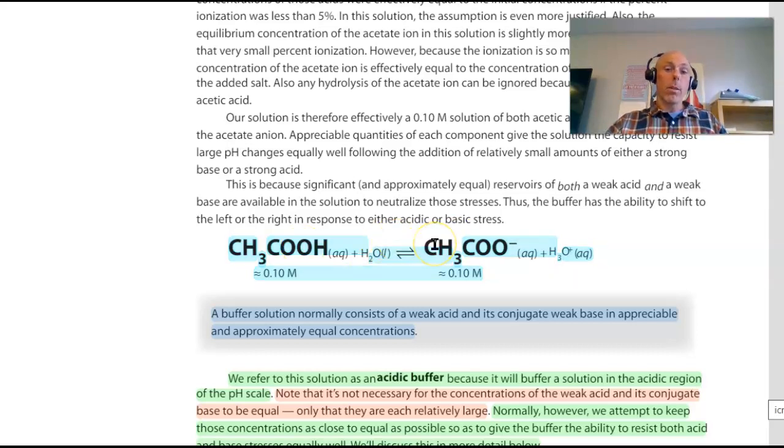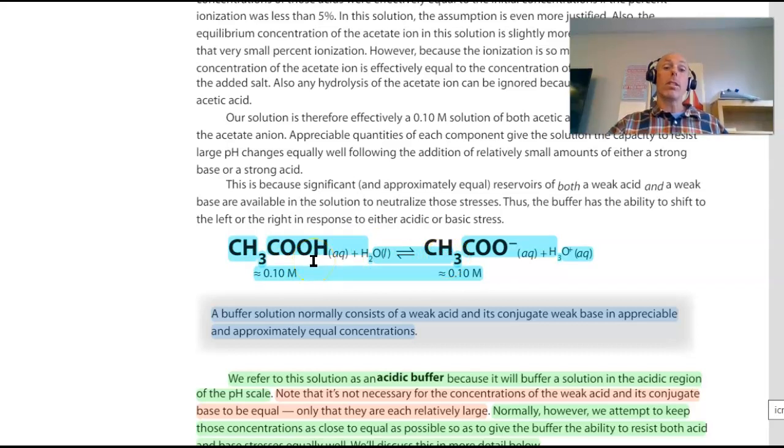This is the buffer system we'll be looking at for quite a bit of this lecture. This is acetic acid or ethanoic acid and its conjugate base acetate or ethanoate. But we're going to call this acetic acid and acetate. Their fonts are written large to represent that the concentration of each of these is fairly high. That's the appreciable part. And in this case, they are equal to each other. They're both set at 0.1 molar. So this would be a buffer system because it's a weak acid and its conjugate base in appreciable, fairly high, 0.1 molar is fairly high, and in this case, in equal concentration.